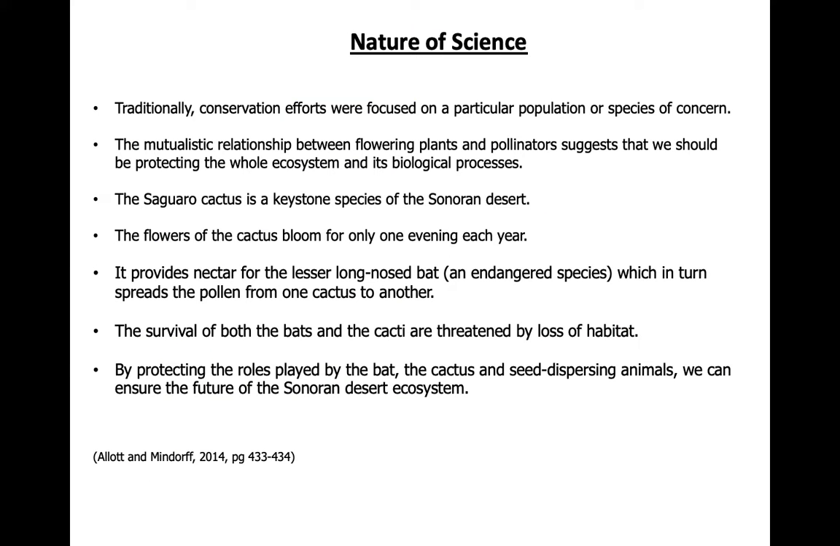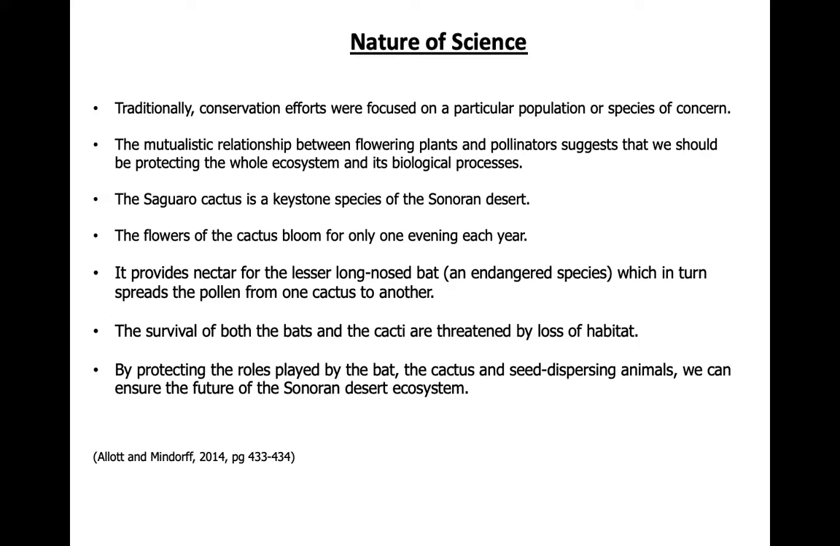In terms of nature or science, traditionally conservation efforts were focused on a particular population or species of concern. The mutualistic relationship between flowering plants and pollinators suggests that we should be protecting the whole ecosystem and its biological processes. The saguaro cactus is a keystone species of the Sonoran Desert.